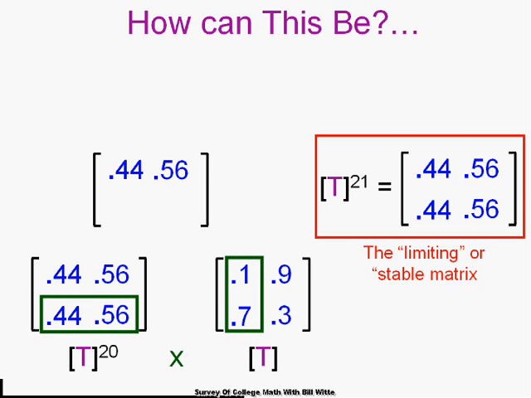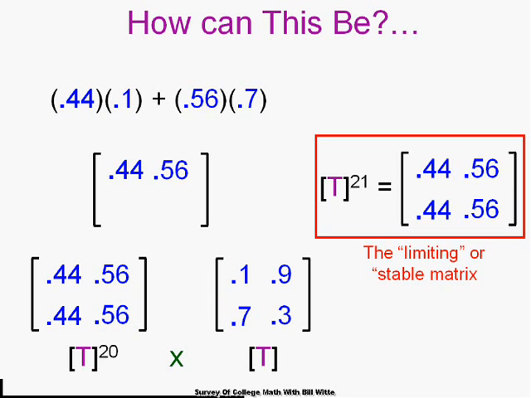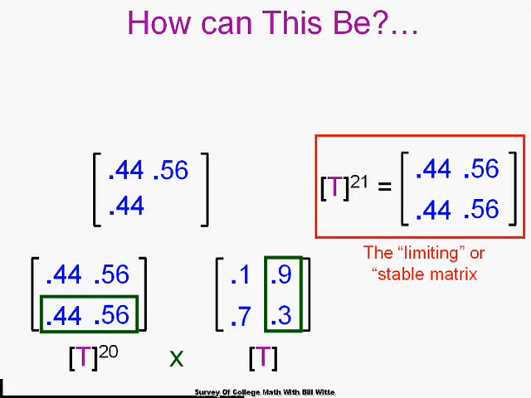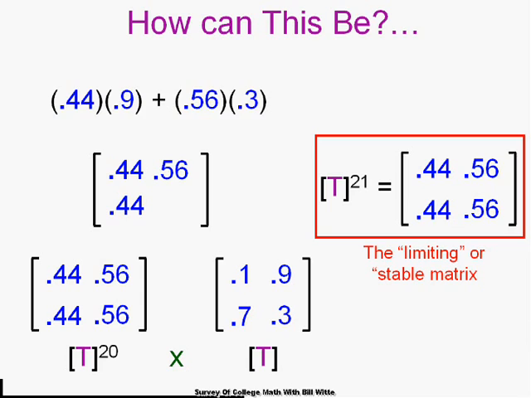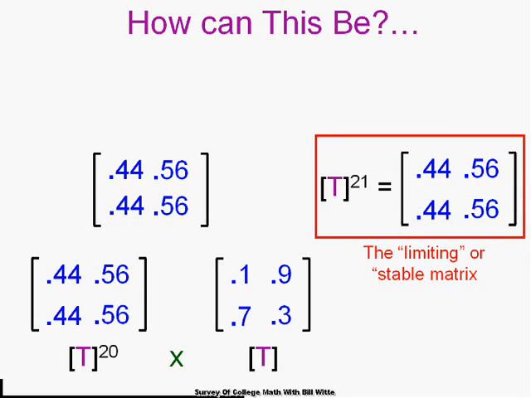And then to get to the second row, we go second row times first column. And it'd be 0.44 times 0.1 plus 0.56 times 0.7. Once again, you get 0.044 and 0.392. And those two add up to, I promise you, 0.44. And even the last number, the second row times the second column, is going to add up to, guess what? 0.56. It's amazing, isn't it? I never would have thought it. Holy cow! And all the rows become the same.